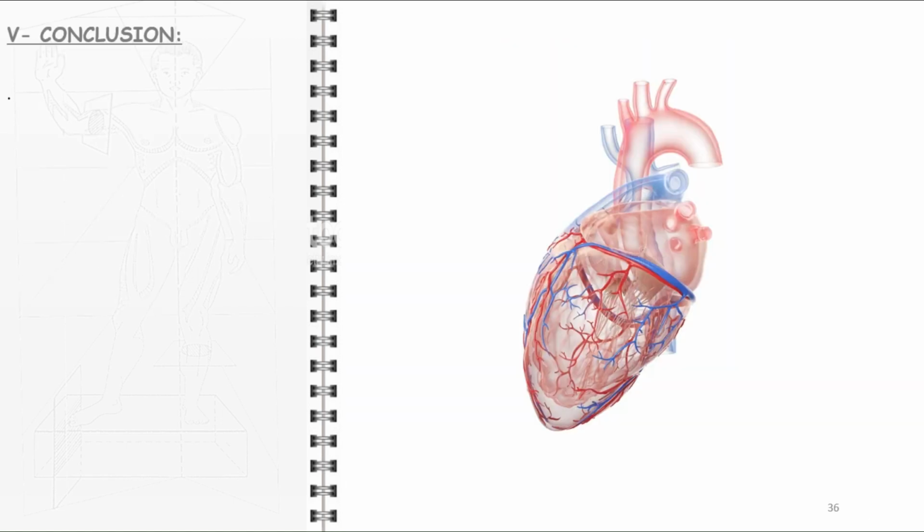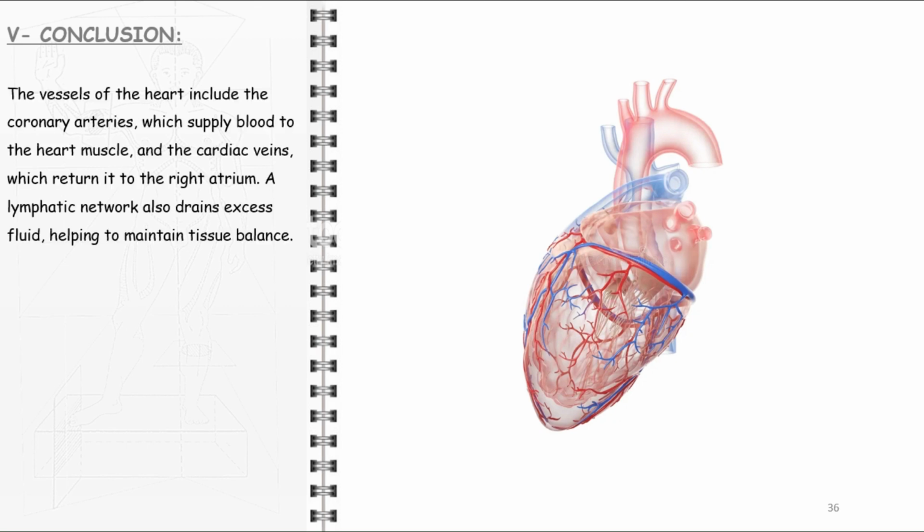To conclude, the vessels of the heart include the coronary arteries, which supply blood to the heart muscle, and the cardiac veins, which return it to the right atrium. A lymphatic network also drains excess fluid, helping to maintain tissue balance.